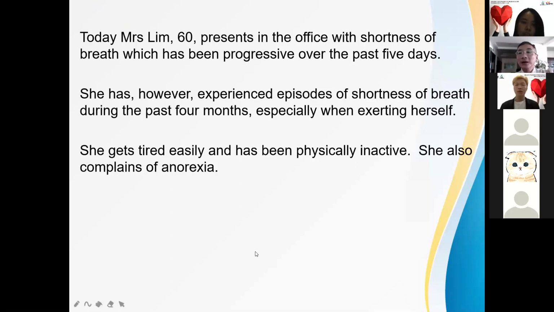Hello. Today, Ms. Lim, 60, presents to the hospital with shortness of breath, which has been progressive over the past 5 days. She has, however, experienced episodes of shortness of breath during the past 4 months, especially when exerting herself. She gets tired easily and has been physically inactive. She also complains of anorexia.